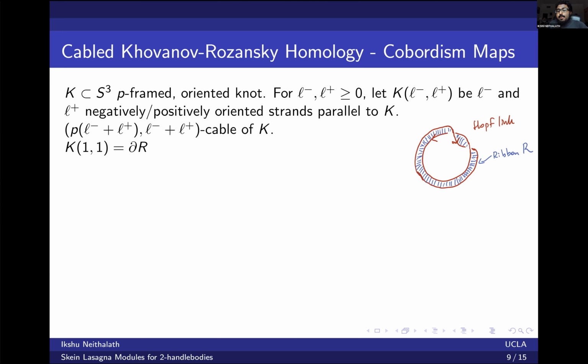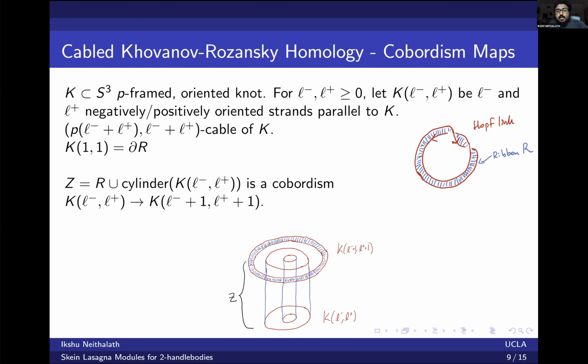Okay, now we're going to use this ribbon to build the cobordism that I want. So the cobordism is going to go from K of L minus comma L plus to K of L minus plus 1 comma L plus plus 1. In other words, I'm going to add an extra strand in both directions. The cobordism is going to be just a cylinder on the starting cable, just the identity cobordism. But now I want to add these two extra strands. So to do that, I introduce a copy of this ribbon shown in blue. All right, so let's call that cobordism Z. That's the important cobordism that we're going to be using.